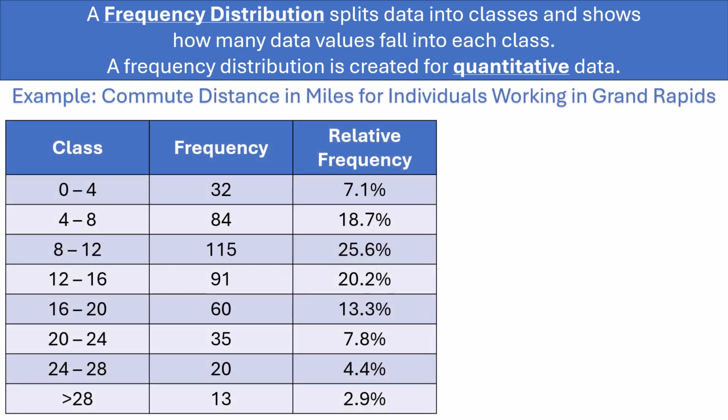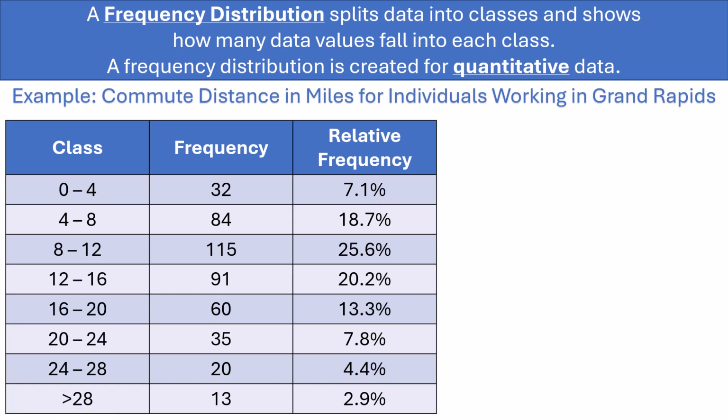Let's consider the variable of commute distance in miles for individuals working in Grand Rapids. We need to split our data into what are called classes, which are really just groups of numbers. So the first class contains the numbers 0 through 4, representing a commute distance from 0 to 4 miles. We have 32 individuals who are commuting this distance, which represents 7.1% of the total individuals.